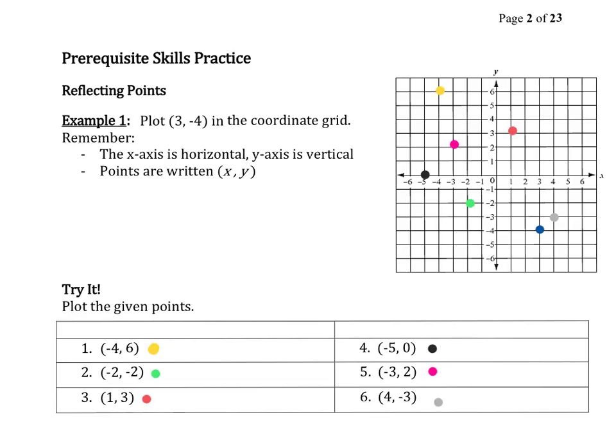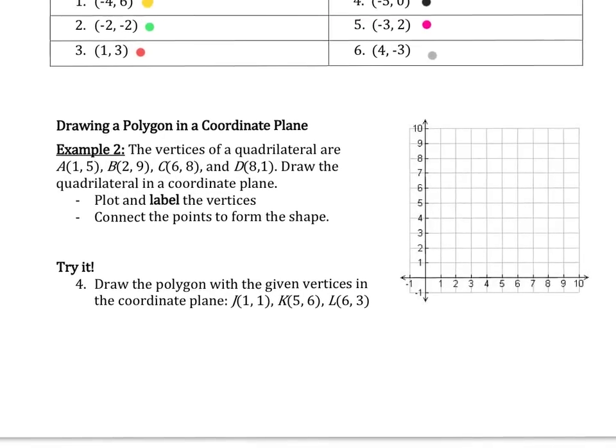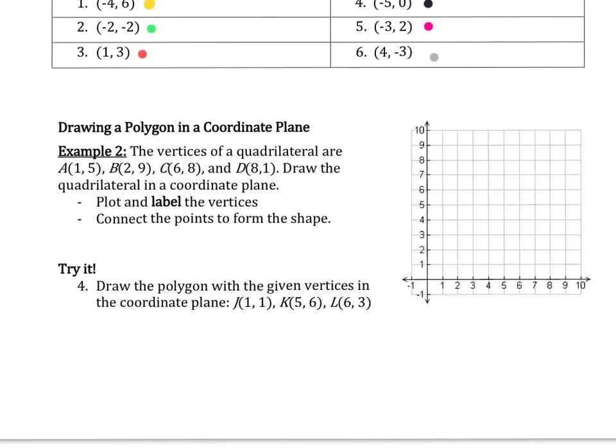In addition to plotting points, we can plot points so that we create an actual shape in our coordinate plane. So for example 2, they're giving us the vertices of quadrilateral ABCD. Draw the quadrilateral in the coordinate plane. Now the first thing, if you notice, is that you want to plot and label the vertices. If you don't label them, you won't know which one's which, and then when you go to connect them in order, you're going to have some trouble.